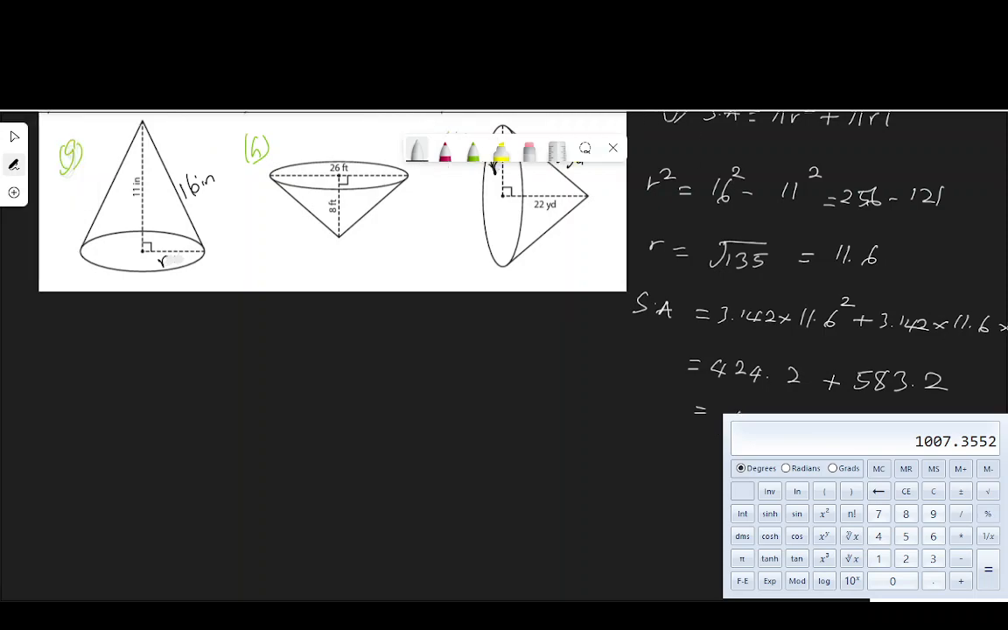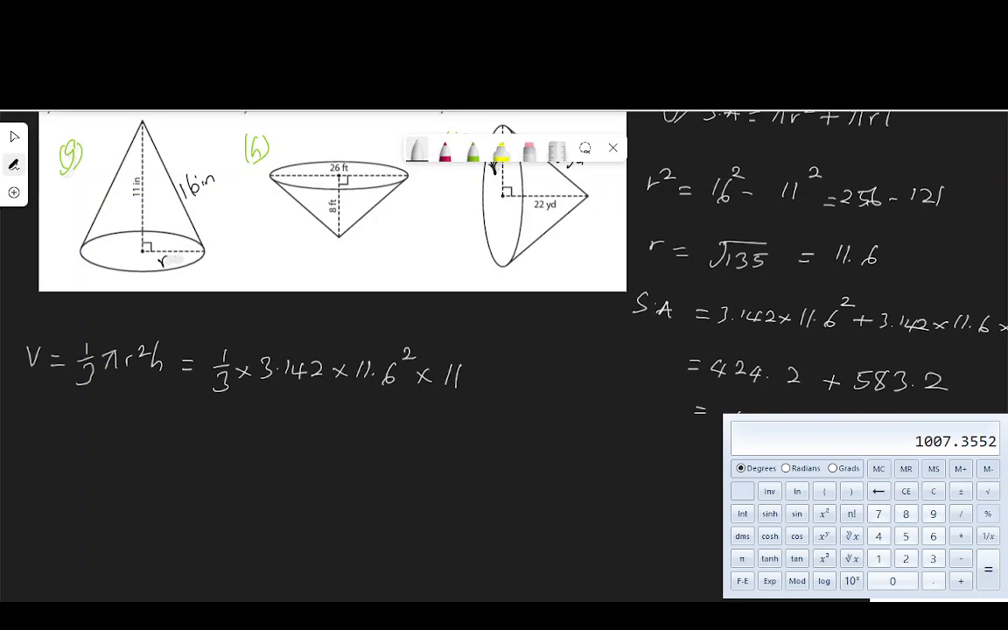The unit of F is inches, so inches squared as the surface area. Now let's do the volume. Volume is 1/3 pi r squared h. That is 1/3 times pi, which is 3.142, and the radius r we calculated to be 11.6, so 11.6 squared times the height, which is 11 inches.